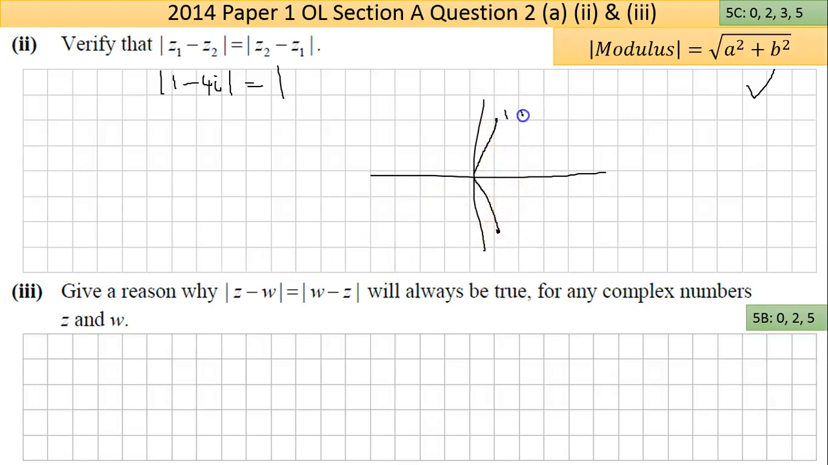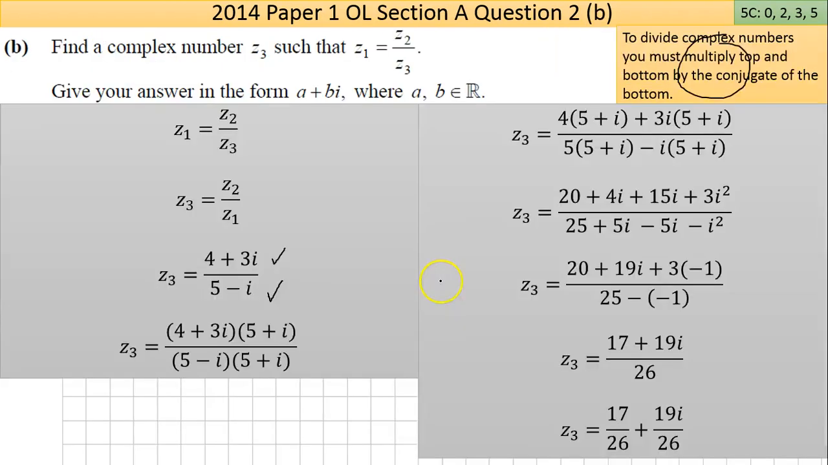So if I gave you 1 plus 4i and asked you to write down the conjugate of it, you know what the conjugate is: 1 minus 4i. All you need to do, in essence, is change the sign in front of the imaginary term. Going back to the answer here, I've multiplied the top by the conjugate of the bottom, and the bottom by the conjugate of the bottom.